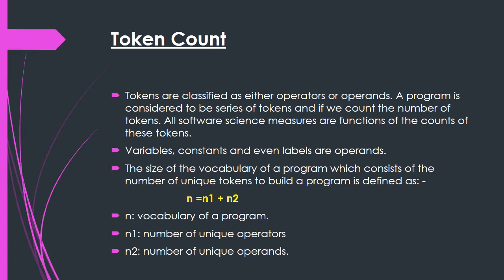Now next we will talk about what is a token count. Tokens are classified as either operators or operands. A program is considered to be a series of tokens, and we can count the number of tokens. All software science measures are functions of the counts of these tokens.